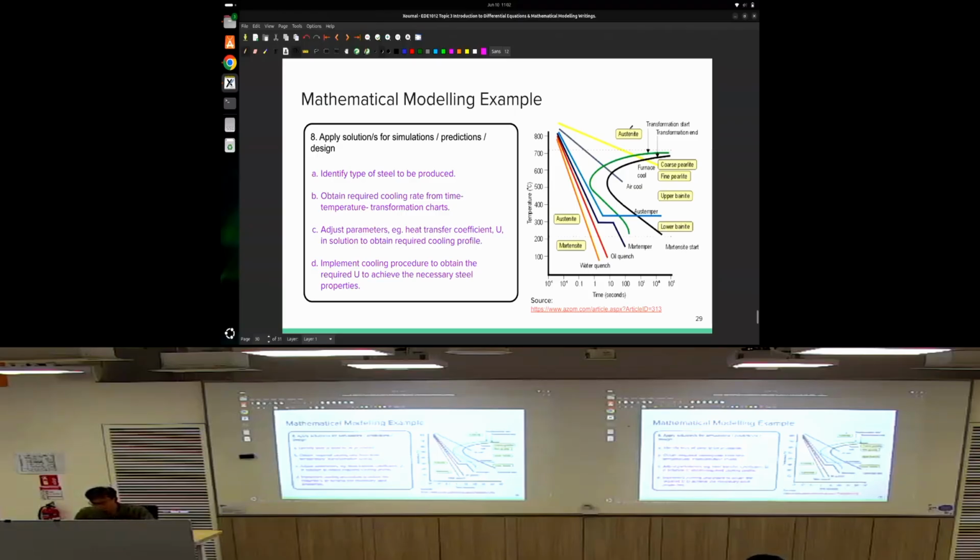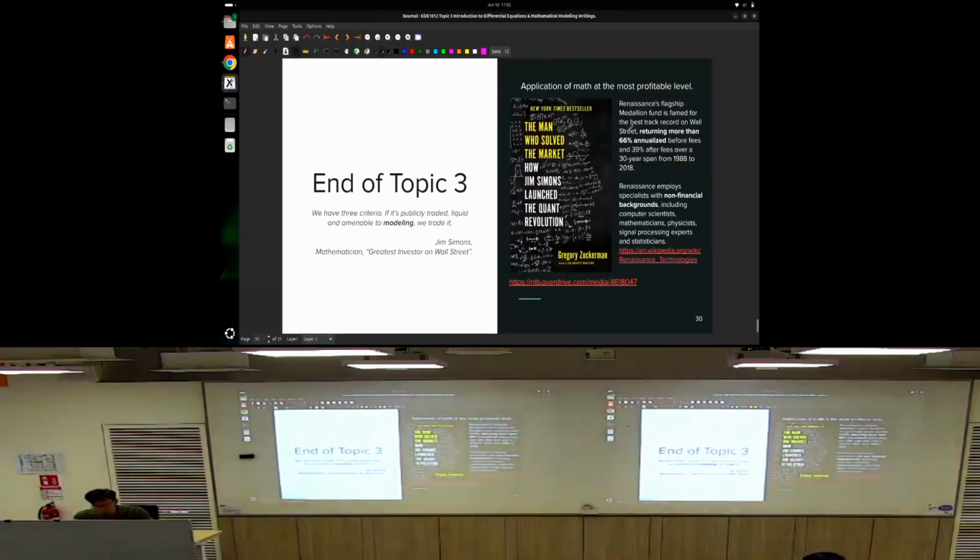So with that, this is a concrete example of mathematical modeling. You will get many more examples in the tutorial questions. So this will be the end of topic 3, and we will test until topic 3 for your midterms.